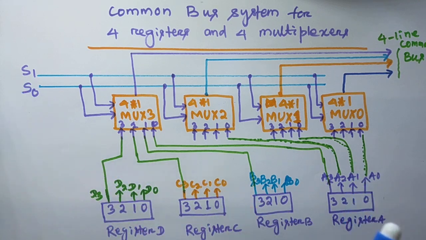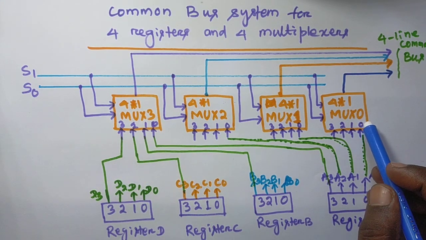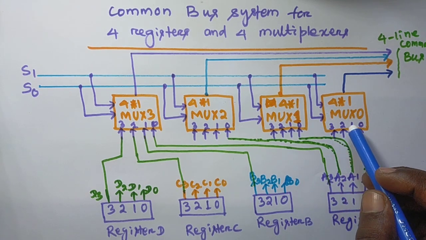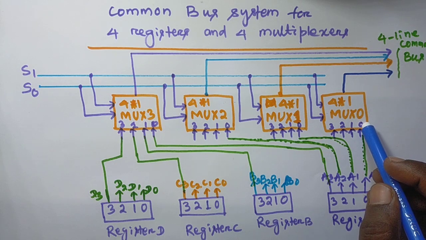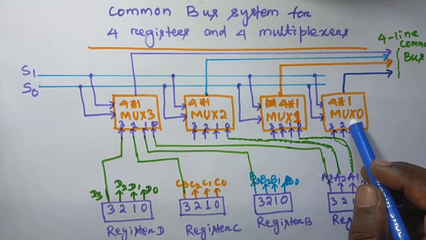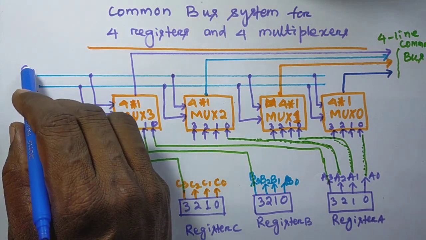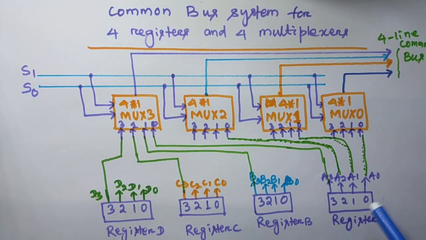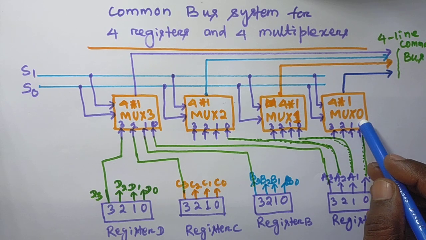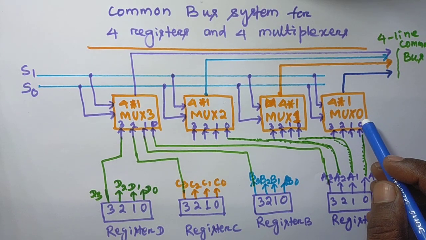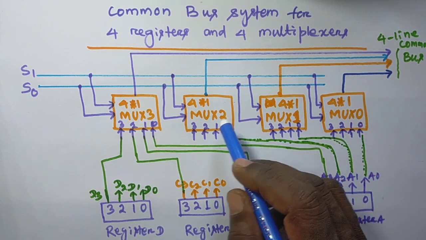Suppose S1 0, S0 0, 0 0 means 0 value. So 0 value is considered. Here are 4 values, means 0, 1, 2, 3. Four numbers are there, but counted from 0, means 0 to 3. If S0 is 0 and S1 is 0, then 0 0 means 0. In that case, only 0 will be activated from each individual multiplexer. Means 0 here, 0 here, 0 here, 0 here.